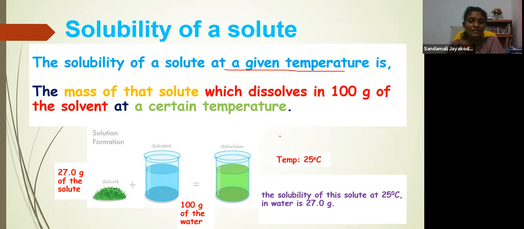Then we can change it from 25 degrees to, say, 30 degrees. We can use a thermometer to control the temperature. Then the mass of the salt which dissolves in 100 grams of water at 30 degrees Celsius is named the solubility of salt at 30 degrees Celsius. That is the mass of salt dissolved in 100 grams of water at that temperature. How much salt dissolves at that temperature?